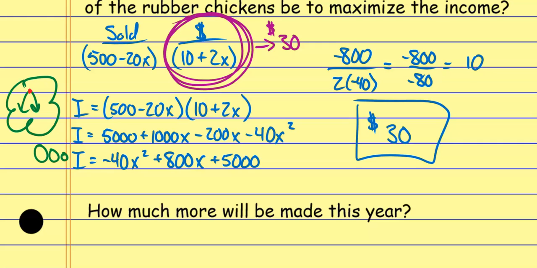Last year we said it's 5,000. This year, let's find the price. And there are two ways to do this. The first way is to say, I found one of the pieces of the ordered pair for the vertex. I found that x is supposed to be 10. But right here, this is an equation for income. So if I want to know the income when I use an x value of 10, I just have to plug a 10 in here.